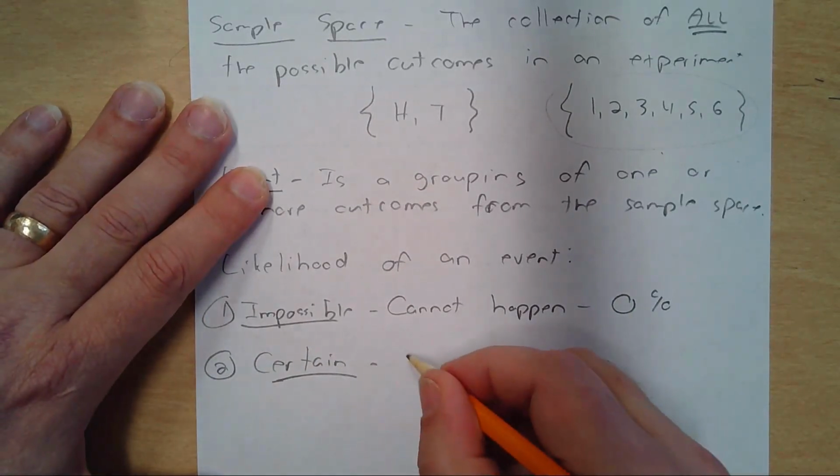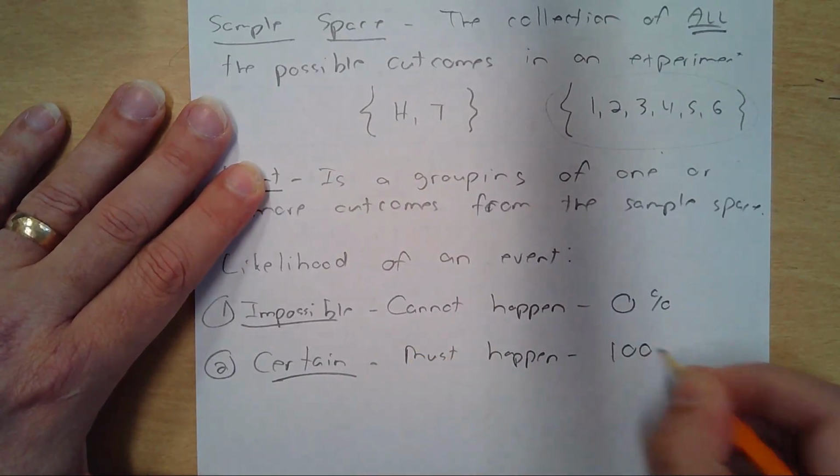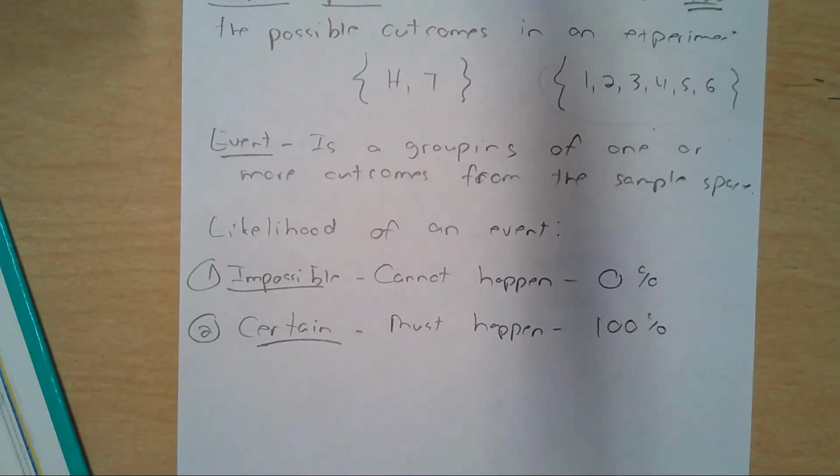All right? Event must happen. 100% chance it will happen. So again, if I go back to the number die, and I would say, well, what's the probability of me rolling a number less than 7? Well, it's definitely going to happen because every single number on the cube is less than 7. A 1, a 2, a 3, a 4, a 5, and a 6. Every single one of those numbers is less than 7. It is a certainty that I will roll a value less than 7.